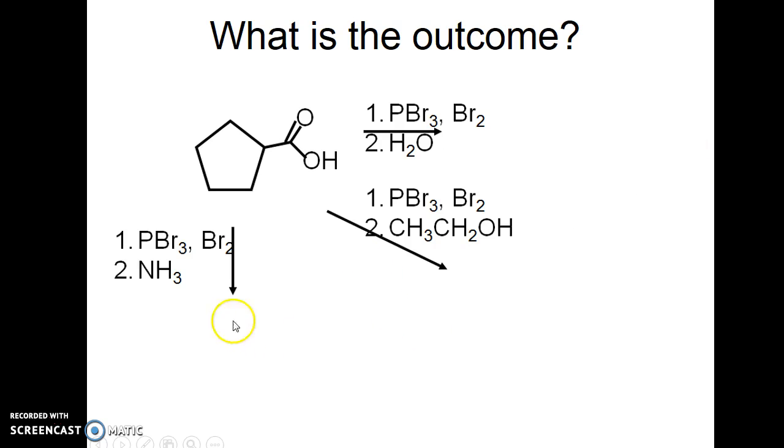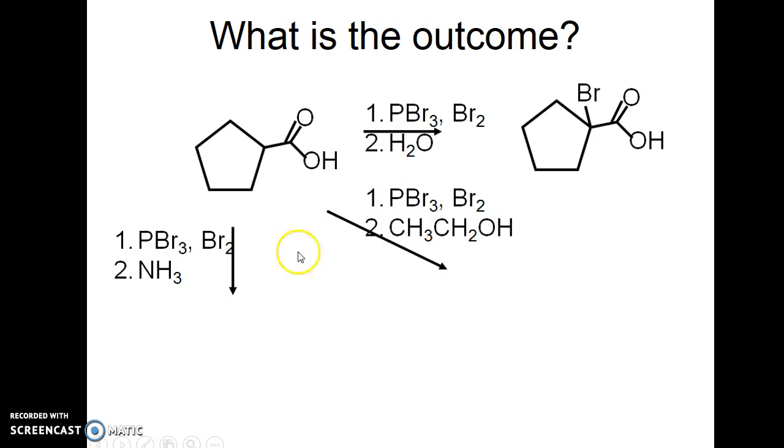So what is the outcome of all of these reactions? Well, let's look at the first one. This is a repeat of the previous reaction. So all that happens is that you get alpha bromination of the acid. That's because we have water hydrolyzing that acid bromide down to the carboxylic acid.